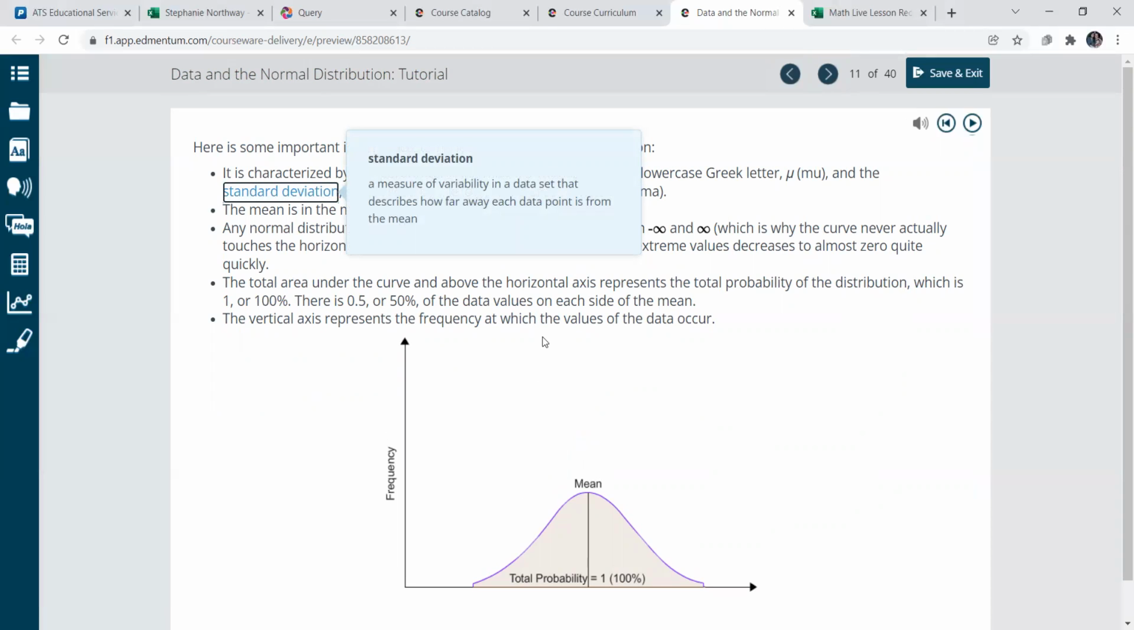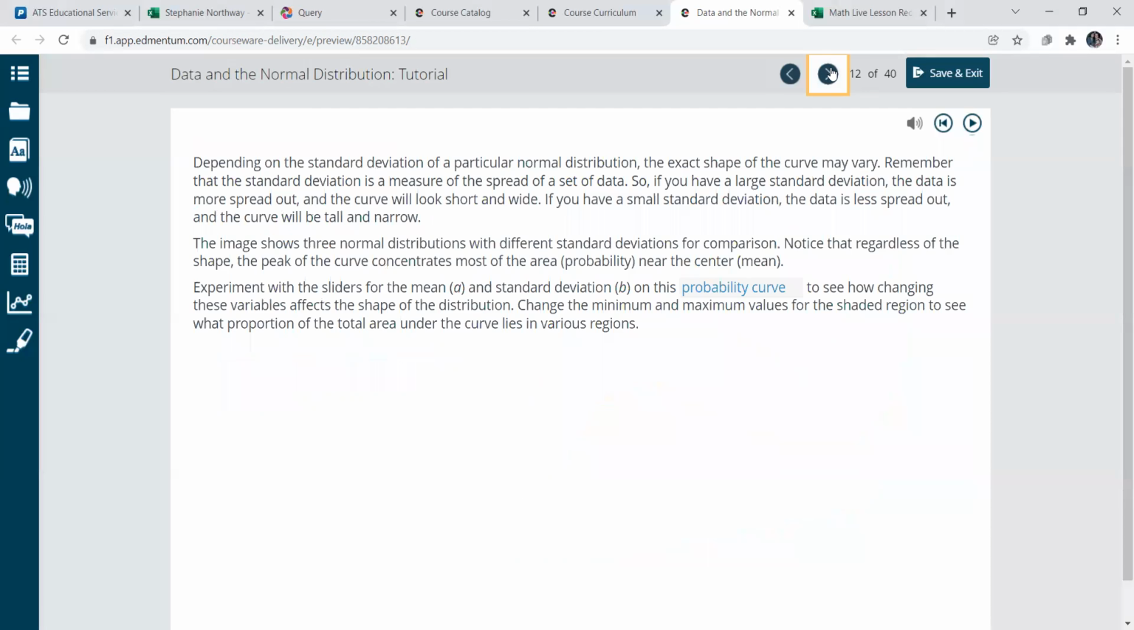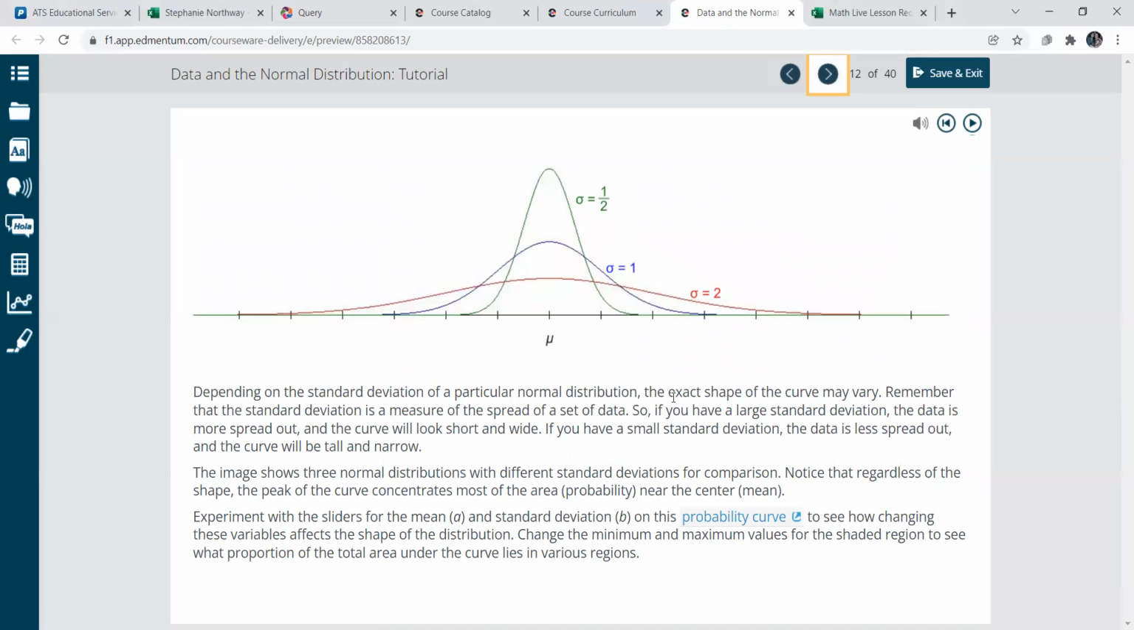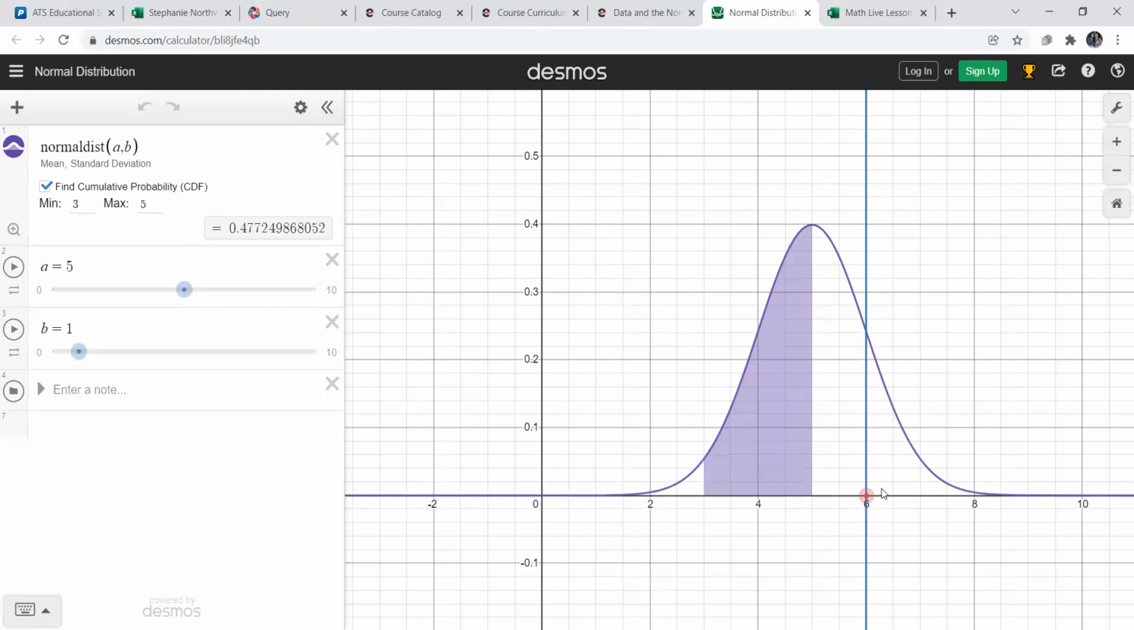Standard deviation is usually the measure of variability in the data set that describes how far away each data point is from the mean. The mean is the middle number right here. Standard deviation indicates where the number is and how far away it is. So here are some other curves and some other examples. Probability curve. This just gives you examples, so play around with it. Let's see if we do this.